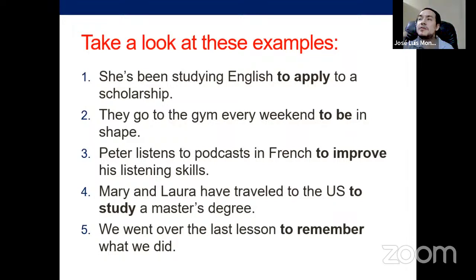Okay, so in order to say why something happened, or will happen, we use infinitives, right? It's just like saying because.